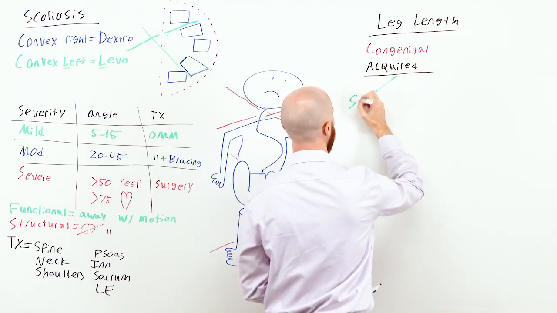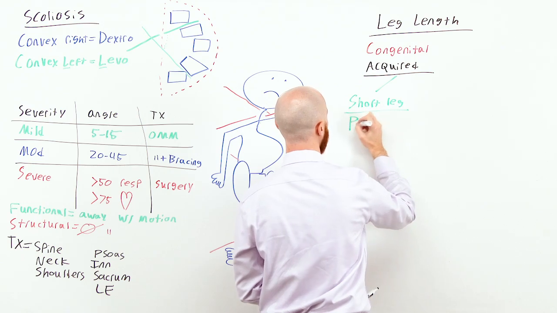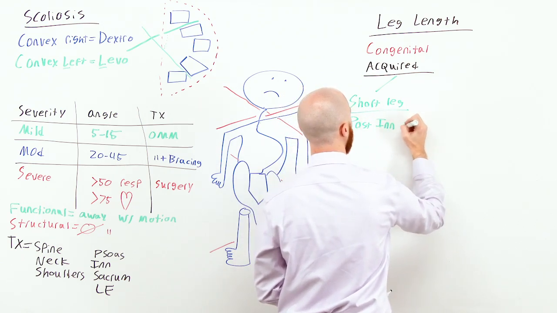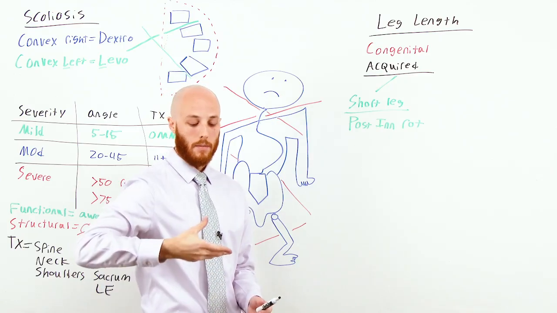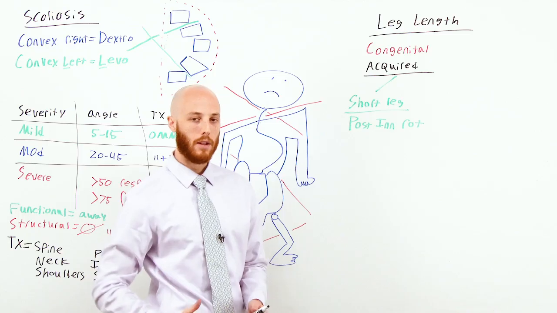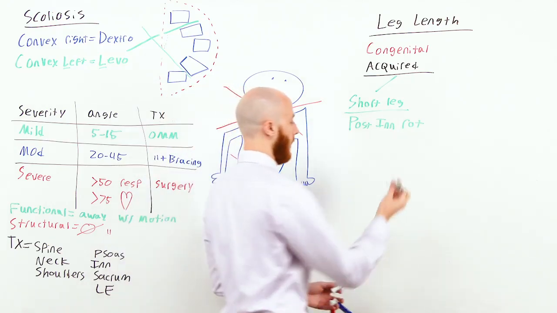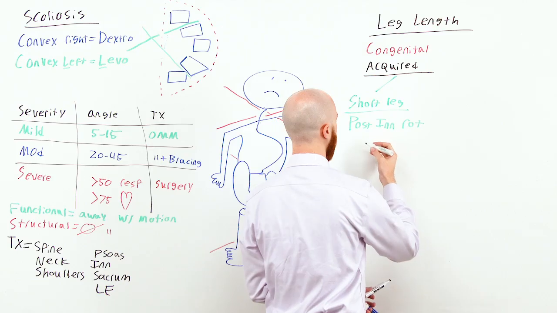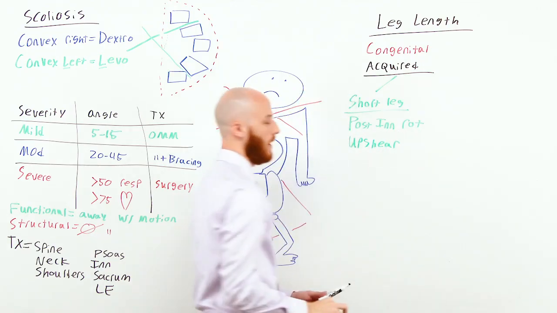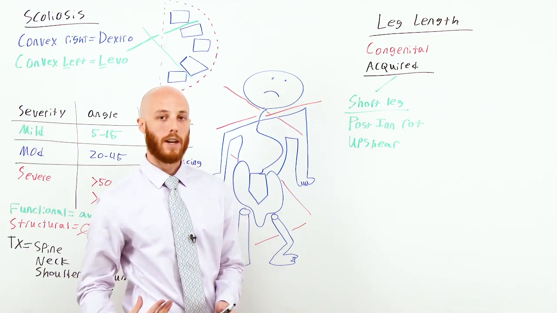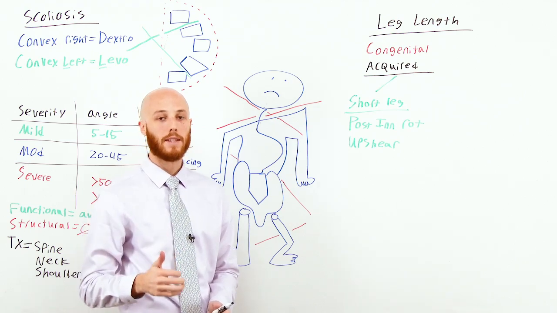Some causes of a short leg can be a posterior innominate rotation. So remember, for a posterior rotation, the pelvis is rotated posteriorly, and it's going to pull all of the bones of the lower extremity up, and that's going to cause a short leg. Now imagine an up shear. If you have a pelvic up shear, one of the innominates is moving up, which is then going to pull all of the bones of the lower extremity up with it, thus causing a short leg.